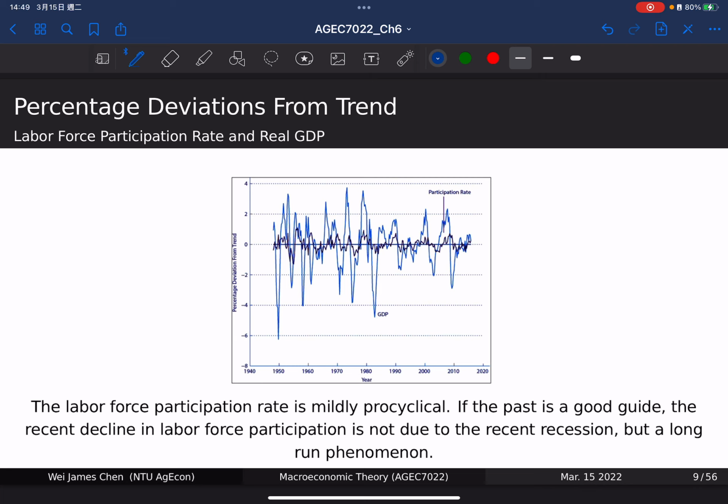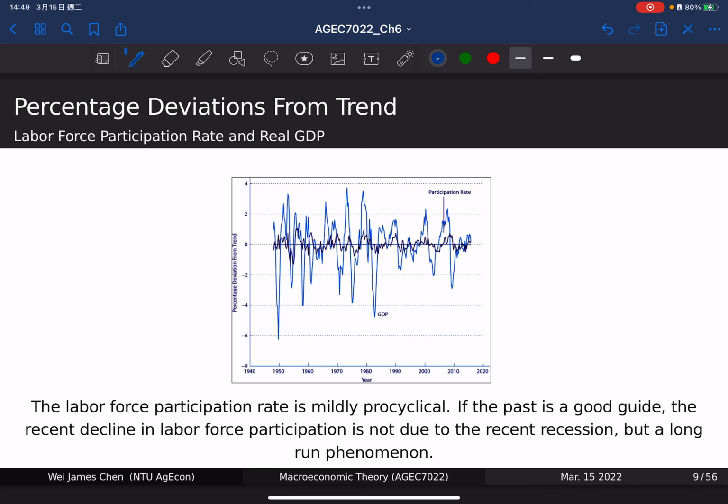So this suggests that there's a recent decline in the labor force, like we just saw. But because the labor force participation rate is only mildly procyclical, it shouldn't be the case that this decline in the labor force participation rate is due to this recession.